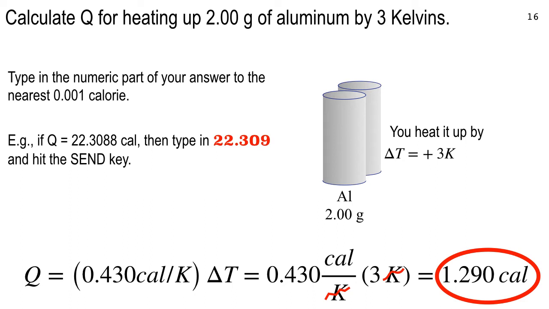Yeah, none of the above is because 1.290 wasn't on the previous question. Okay, so the previous question was like 0.215, 0.430, 0.645, and 0.860, I think. And then none of the above. And none of the above was correct because this number was not on the previous question. All right.